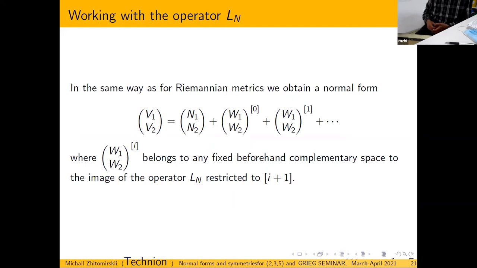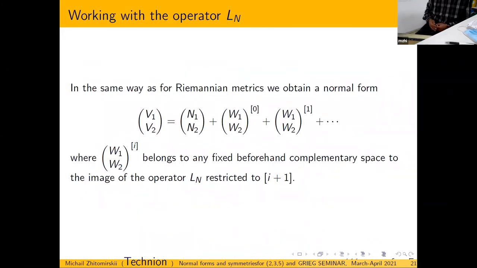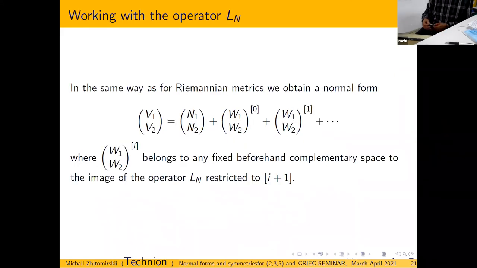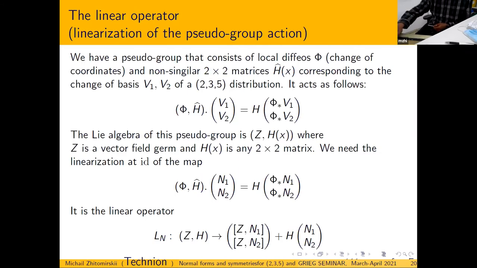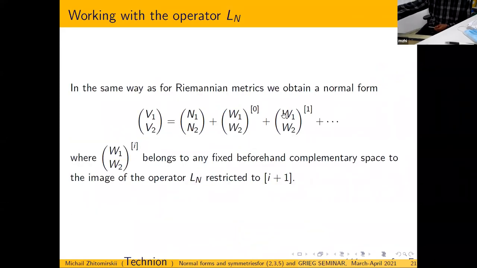Now we are doing exactly the same thing as with the Riemannian metric. Exactly the same approach, so we immediately get the following result. So what can we do? Well, we have to take any a priori, as we need, later we will discuss, complementary spaces to the image of this linear operator, exactly like for the matrix. And so what we can do is to put all this homogeneous part of degree 0, 1, and so on into these complementary spaces.